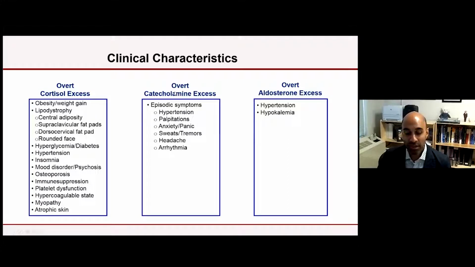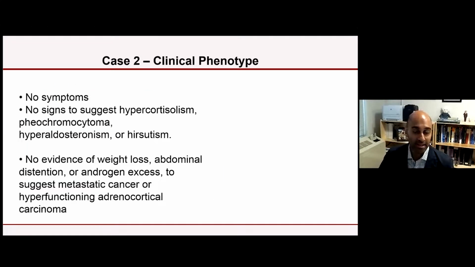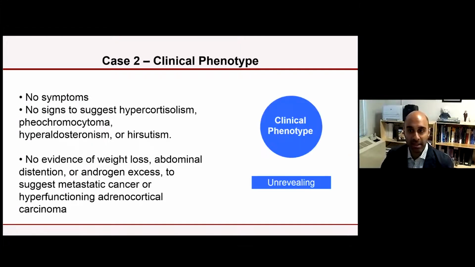But the truth is, most patients won't have obvious symptoms, right? Because this was an incidental finding. Very occasionally, you will find that someone has these symptoms that are just being detected and you can connect the two. But most often, as in the case of this patient, patients don't have any obvious symptoms of hypercortisolism, pheochromocytoma, hyperaldosteronism, or hirsutism, or any B symptoms or other concerning signs of an underlying malignancy, and the clinical phenotype is often unrevealing, as it is for this patient.